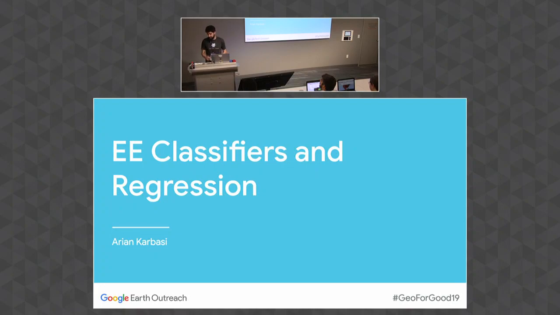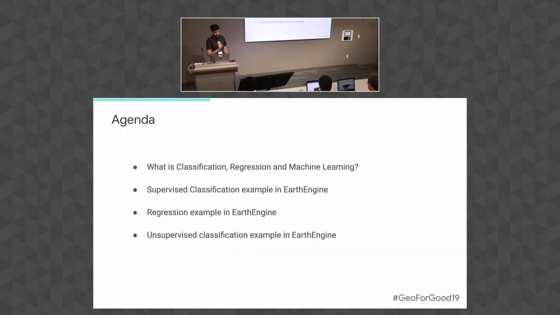with classification and regression. So on the agenda, before we actually dive into examples in Earth Engine, I'd like to talk about what classification, regression, and machine learning are. I know that's going to be review for a lot of you, but it'll help us ground ourselves in the examples later on, with a brief overview so we can discuss what these things are. After that, we're going to do an example of supervised classification in Earth Engine, and I'll talk about what supervised and unsupervised is. We're going to do a regression example, and we're going to do an unsupervised classification example.